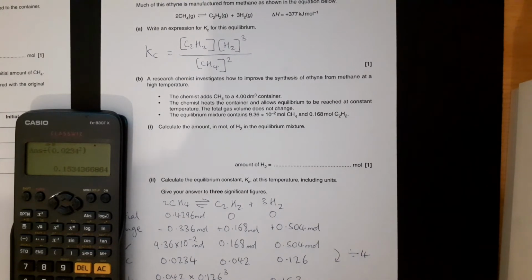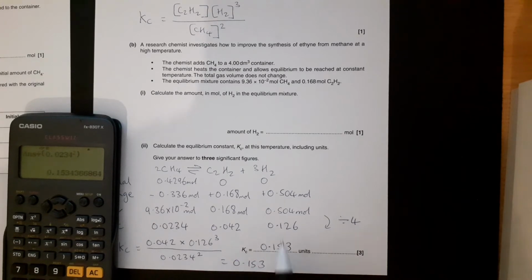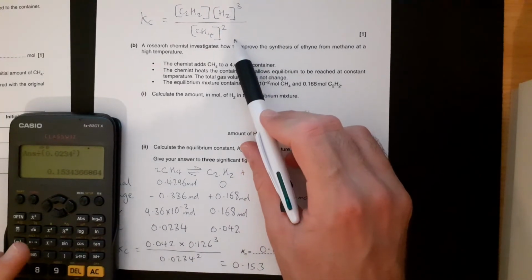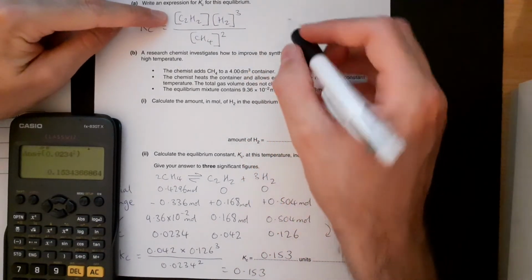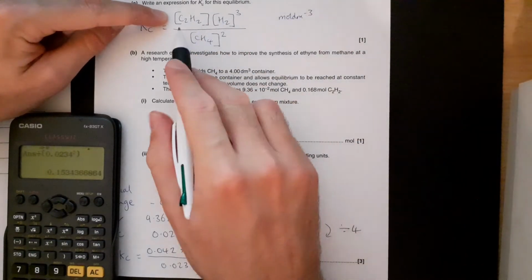What are the units going to be? To work out the units, I'm just going to do this up here because I've got no space here. Oh, you can't see what I'm doing anyway. But if we go up here and try and work out our units, so we're going to have moles per decimeter cubed.